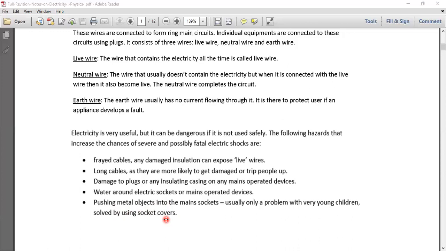So using socket covers is safe, because nowadays children are really rough, and at any time they can put metal pins in the socket and might cause an accident. So using socket covers might solve this problem as well.